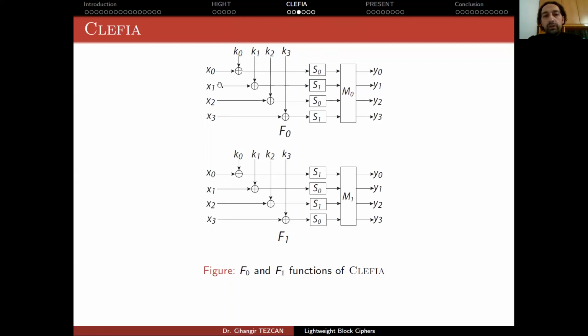You XOR your word here with your round key, which is 32 bits here. Then all of these bytes are put inside 2 different S-boxes, S0 and S1, which are 8 by 8 S-boxes. Then the result is multiplied with a matrix. So this is your output. And if you look at F1, the only differences are as follows. Here you have S0, S1, S0, S1, but here you have S1, S0, S1, S0. So the order is swapped. And also you have a different matrix here. Instead of M0, you multiply it with M1.